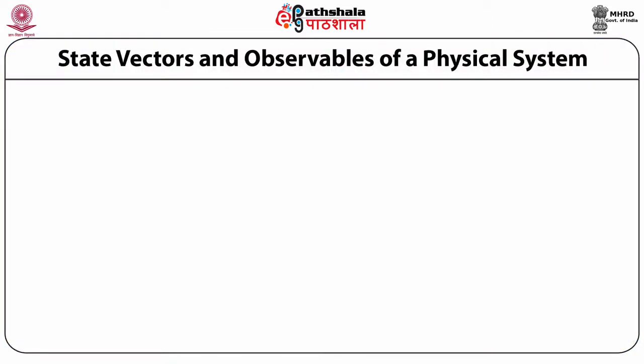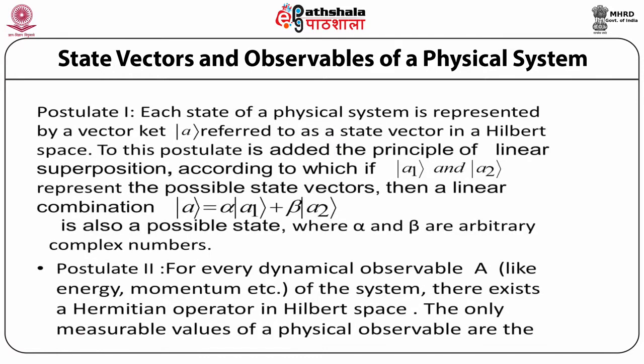State vectors and observables of a physical system. Now we will be discussing the different postulates that are there for the mathematical formalism of quantum mechanics using state vectors and observables of a physical system. Postulate 1. Each state of a physical system is represented by a vector, that is Ket vector A, referred to as a state vector in a Hilbert space.